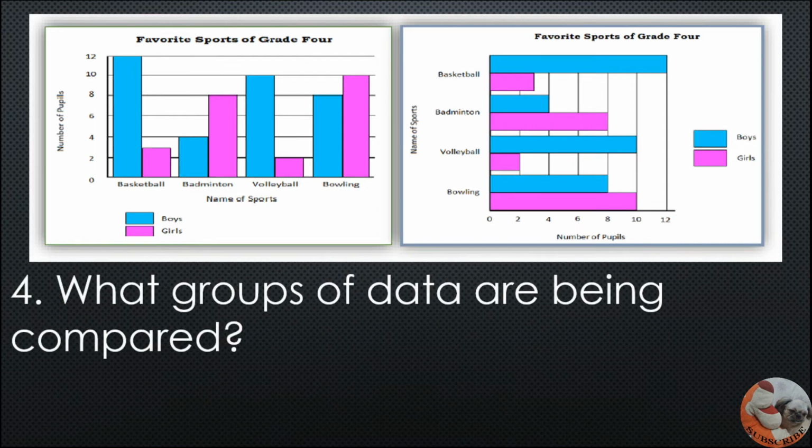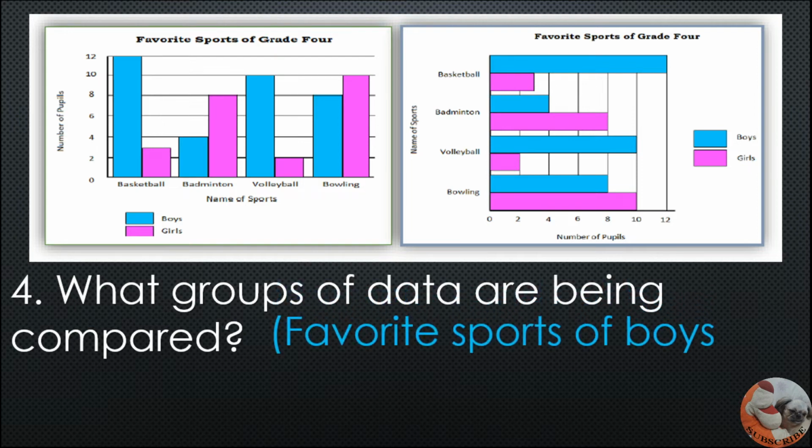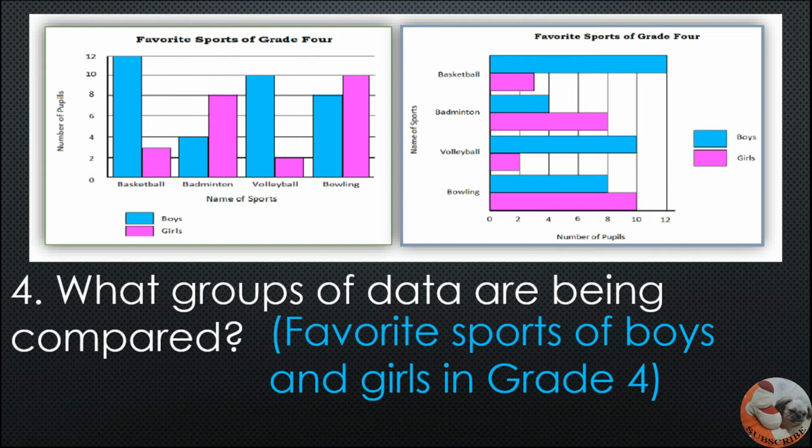Number 4. What groups of data are being compared? By looking at the graph, your answer will be favorite sports of boys and girls in grade 4.